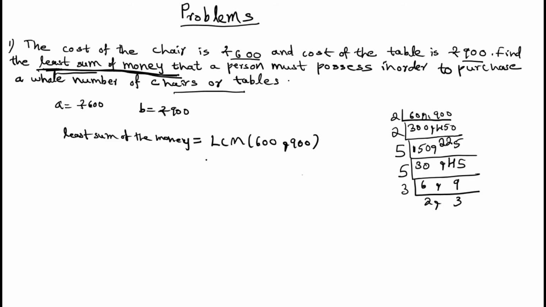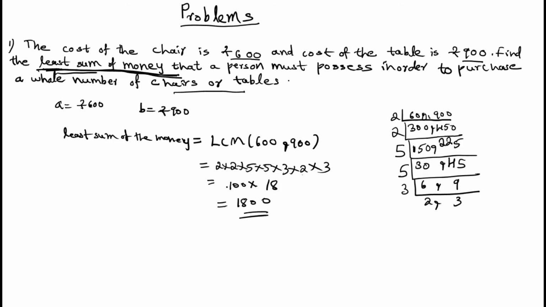In the next step, what's the LCM? 2 into 2 into 5 into 5 into 3 into 2 into 3. It's equal to 2 2s are 4, 4 5s are 20, 20 5s are 100, into 3 2s are 6, 6 3s are 18. It's equal to 100 into 18, it's equal to 1800. Therefore, the answer is 1800.